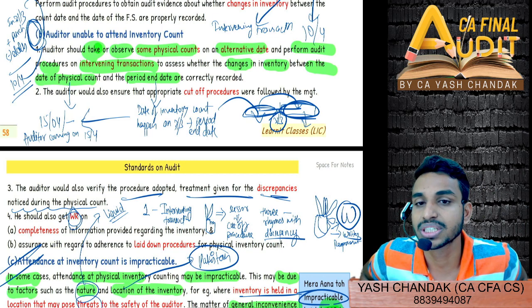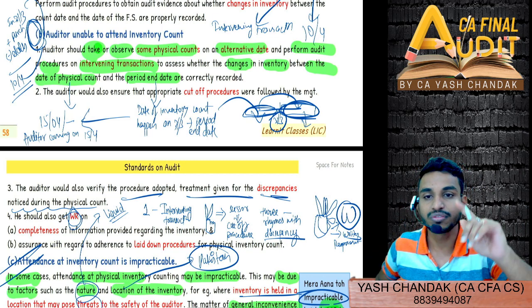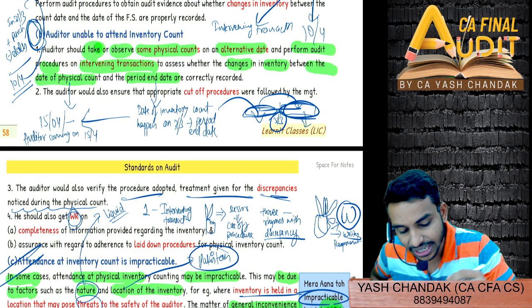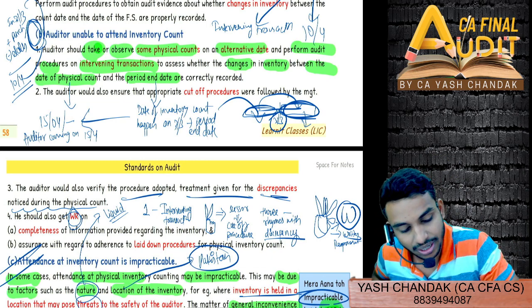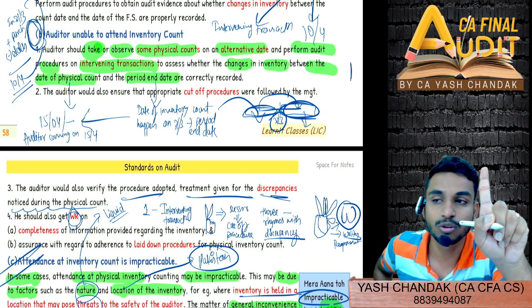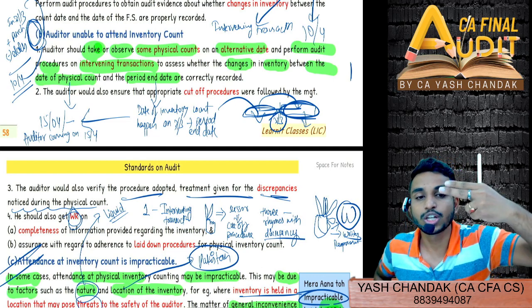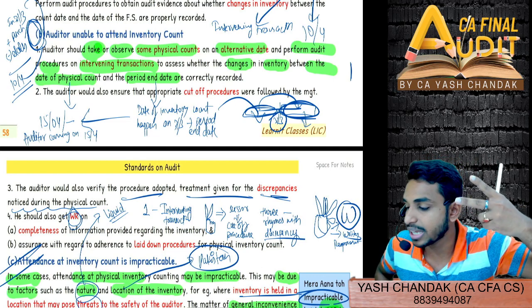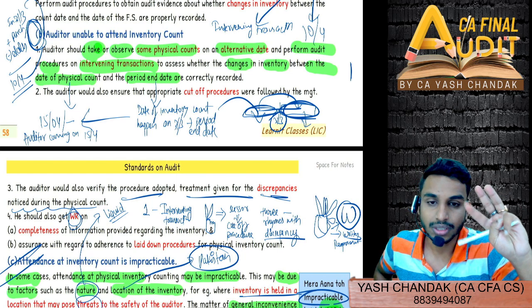So this intervening transaction you have to evaluate. I told you first was with respect to intervening transactions. Remember, first this looks like what? I. Then second, cutoff procedure. If you remember, cutoff procedure will properly have to be followed.